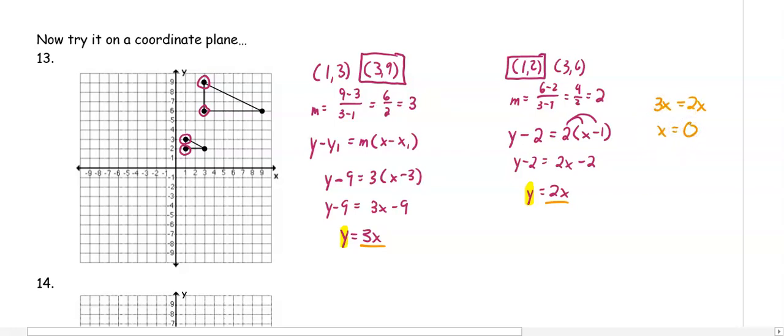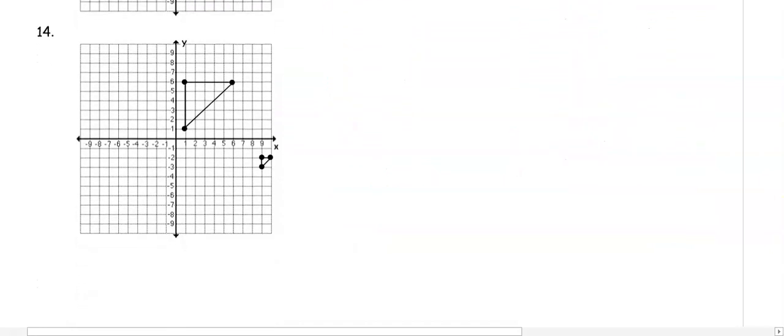Now that we know our x coordinate is 0, we can solve again for y. So we're going to take one of these equations. I'm going to take this whole equation. Y equals 2 times 0, so y is 0. So in this case, our center of dilation is still 0, 0. Now, this doesn't always happen, though, so let's look at another example.